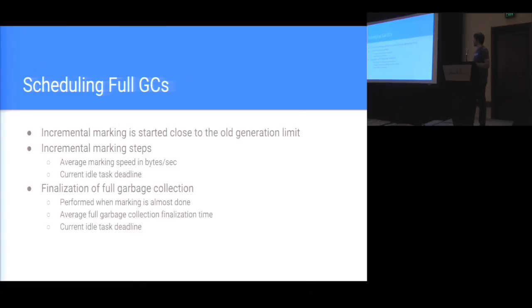And then eventually at some point we finish the whole transitive closure, or we're really close to that, and that's the point where we post an idle task for finalizing the full garbage collection. And there it turned out that looking at the past and looking at the average time of full garbage collections, if you take that into account together with the current idle time, you can make a pretty good decision and prediction if it would work out okay or not.